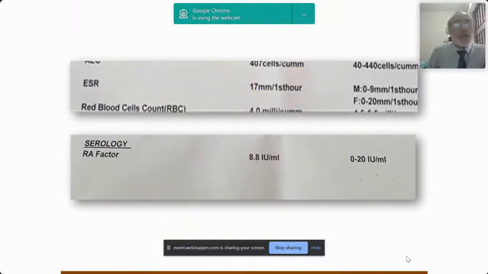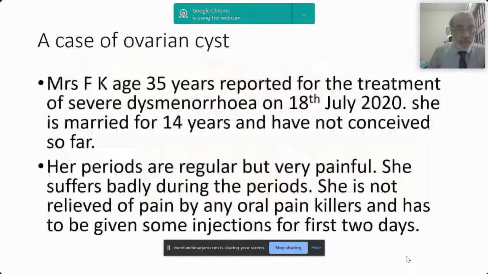And this is the result. You can see the RF factor has become much less, 8.8. Up to 20 is the limit. And ESR has come down to 17. And the patient has no symptoms. So the patient is cured. This is the last case, the second case of chronic.